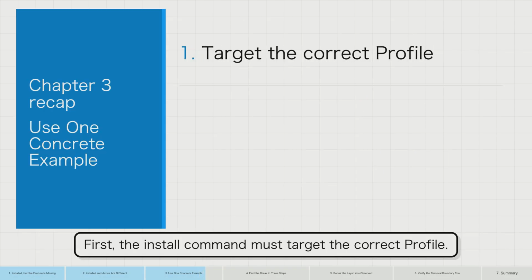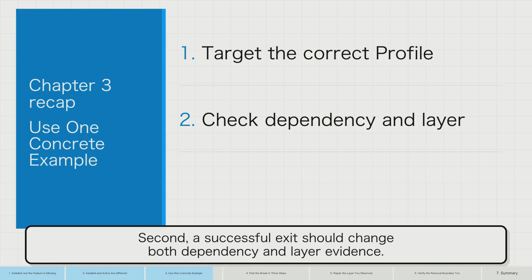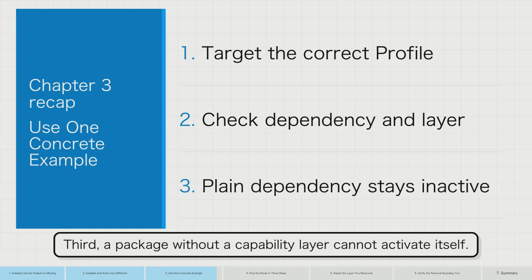Chapter recap. First, the install command must target the correct profile. Second, a successful exit should change both dependency and layer evidence. Third, a package without a capability layer cannot activate itself.